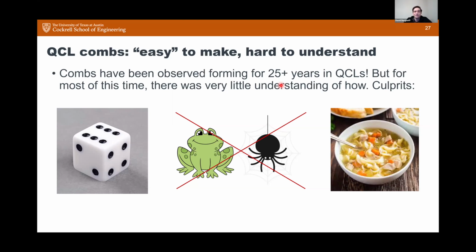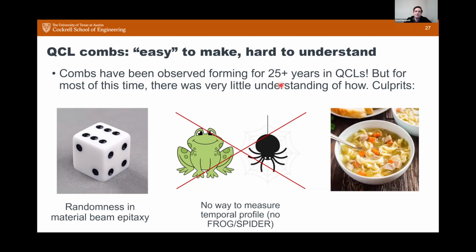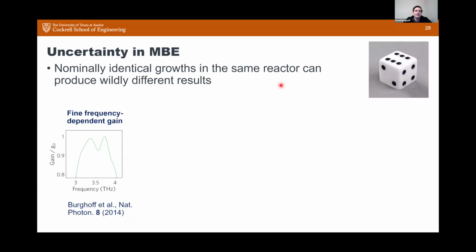There have been a lot of reasons why, but what it comes down to is, I would say, a few things. One is randomness in MBE. Second is that it was difficult to measure the profile of these structures. And lastly, the simulation becomes very challenging. There are a lot of parameters that can go into a simulation, so it becomes very hard to pick an answer for why a given effect is occurring.